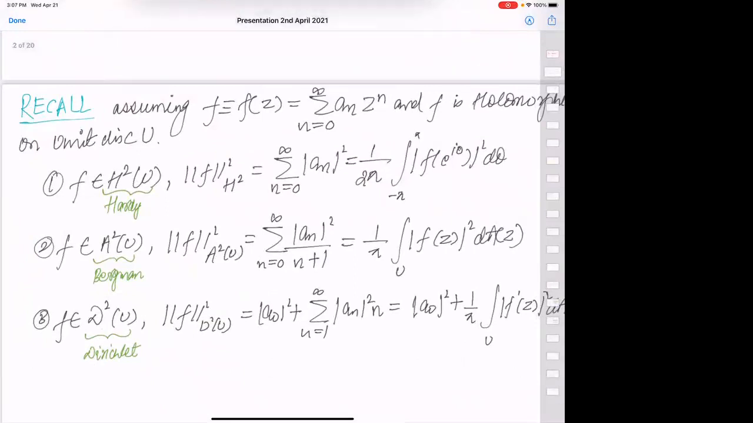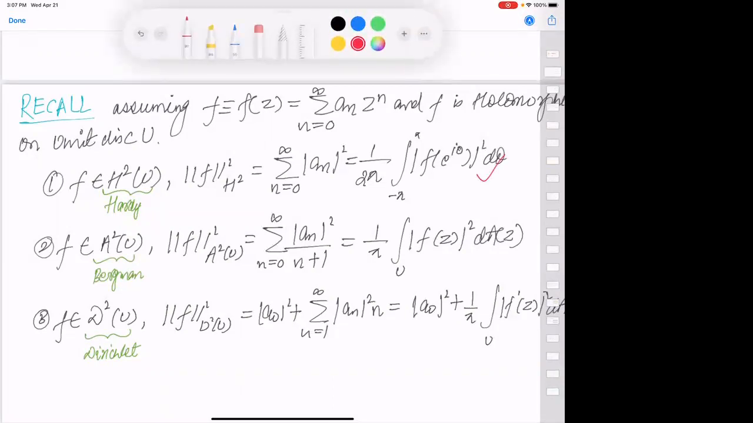So we have a holomorphic function on the unit disk, which I'm denoting by U, and it has the infinite series expansion the sum of a_n z to the n, where a_n belongs to the complex numbers. So we know what the Hardy space is. The Hardy norm for f is given as the summation of |a_n| squared, which needs to be finite, less than infinity, and with respect to the integral representation, we have 1 over 2 pi times the integral from minus pi to pi of |f(e^{i theta})| squared d theta. So this is the Hardy norm.